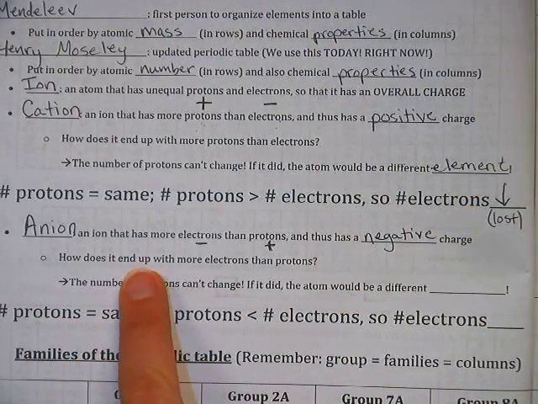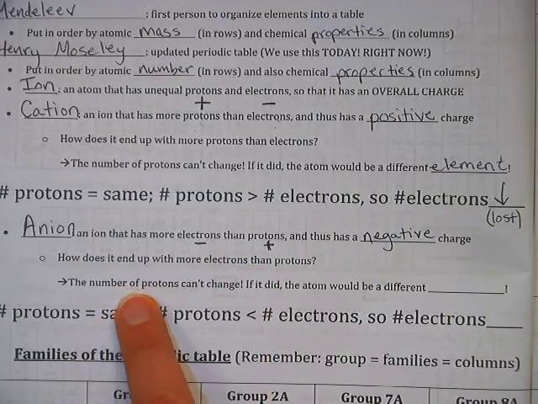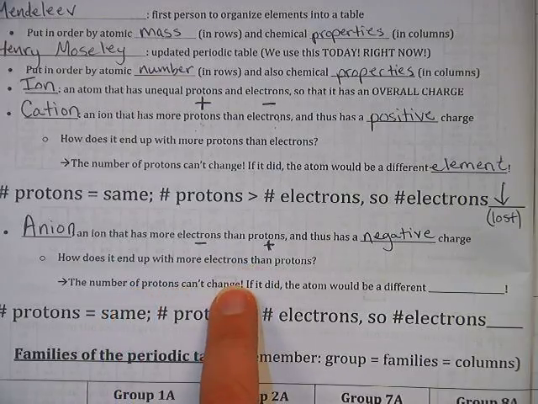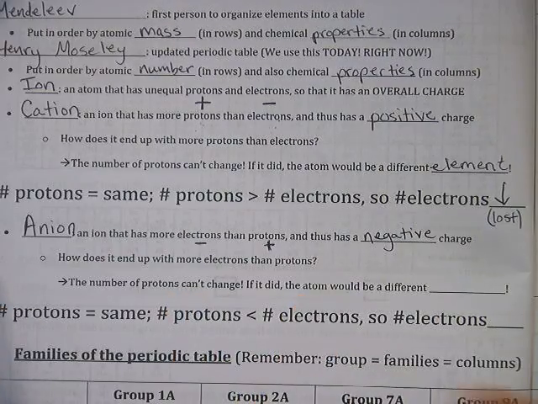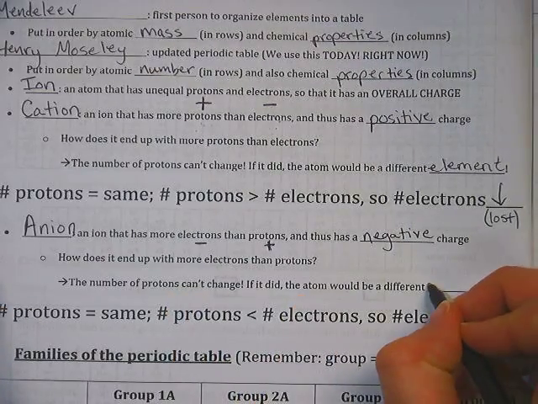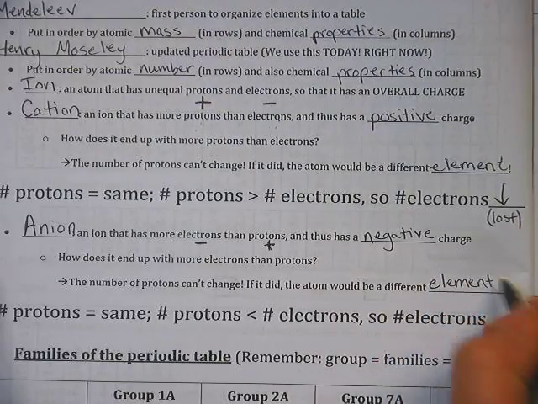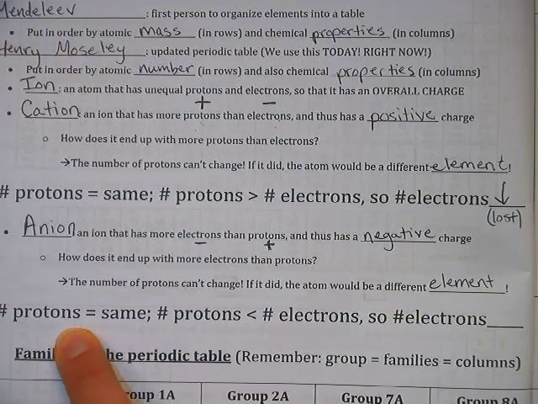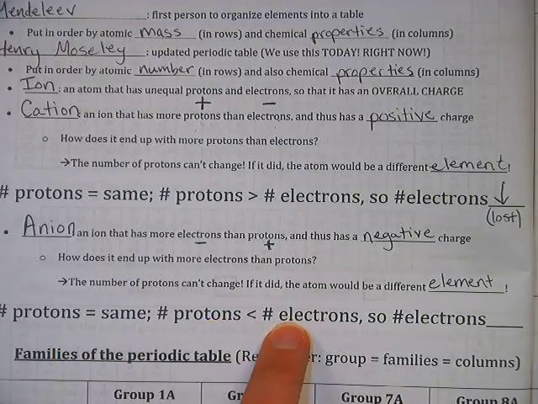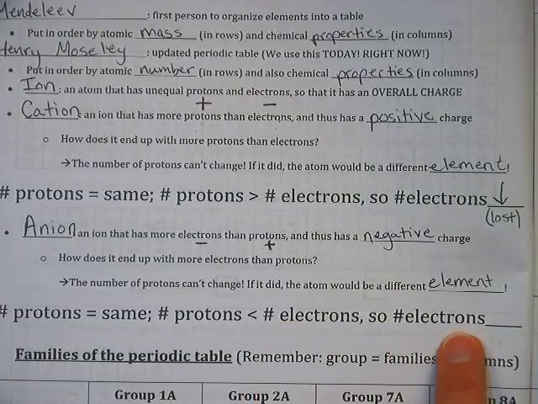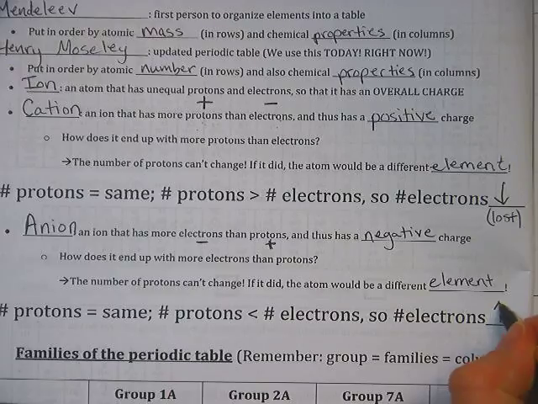How does it end up with more electrons than protons? Well, if the number of protons changes, that would be a problem. It can't change, because if the number of protons changed, the atom would become a different, what? Element. So if the number of protons is the same as it started as, but there are fewer protons than electrons, what happened to the electrons? They went up. We gained some.